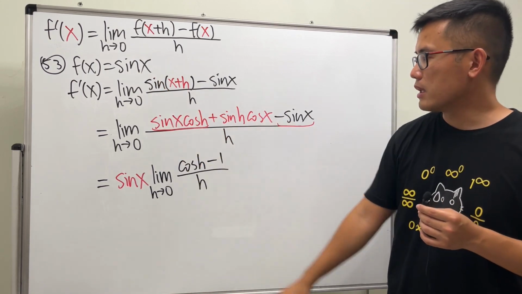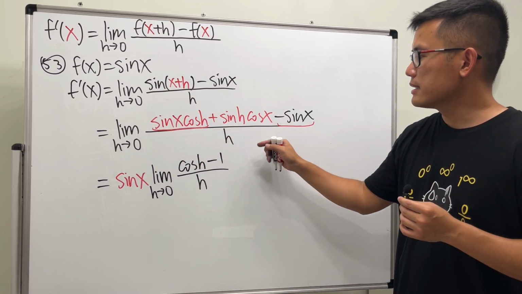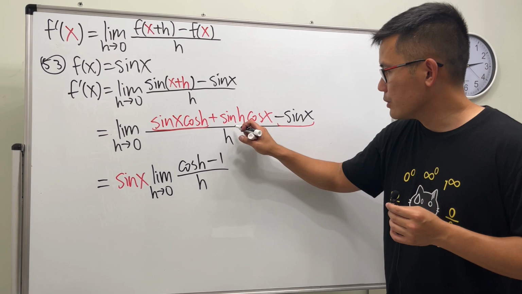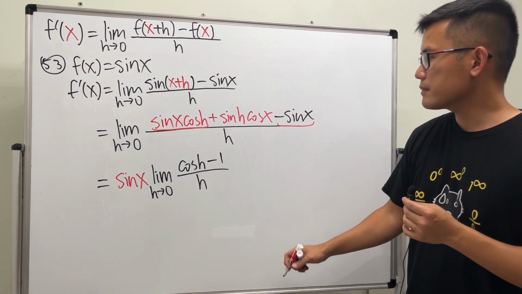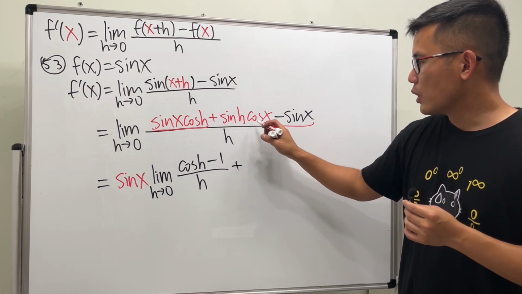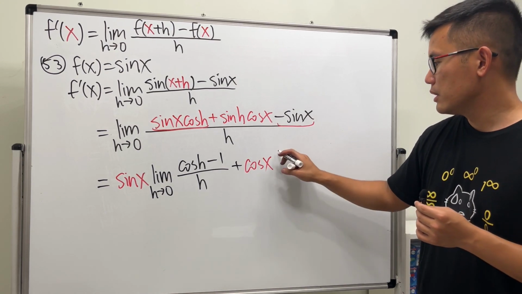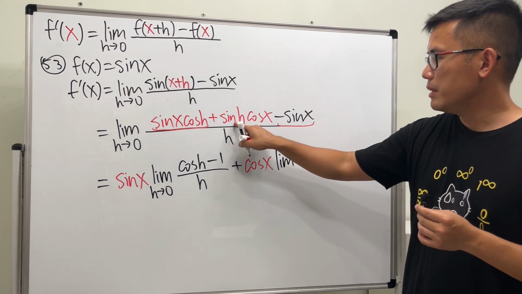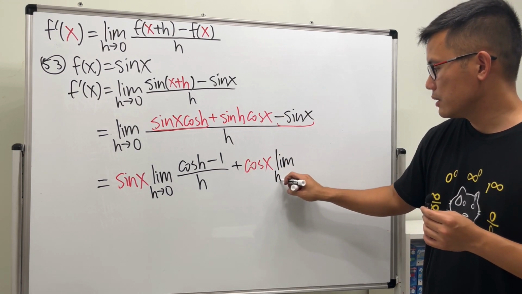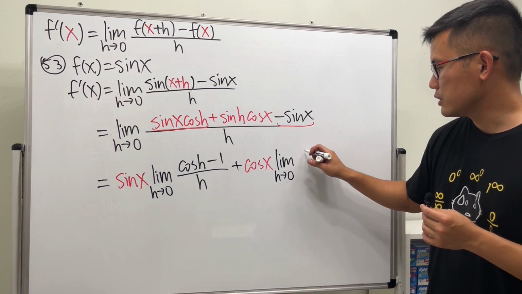So let's break it apart. Let's also put the cosine x outside. So I'm looking at this right now for the second part. I'm going to add cosine x on the outside, same reason, because it doesn't have the h. And then we just focus on the limit of sine h over h as h approaching 0.